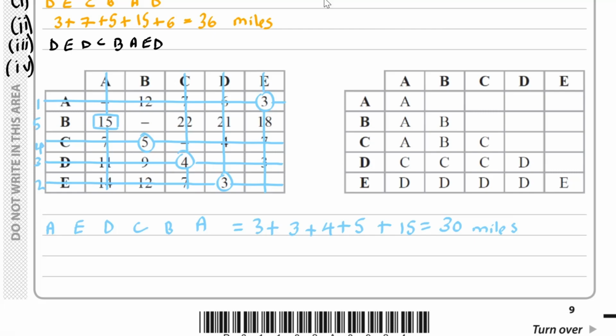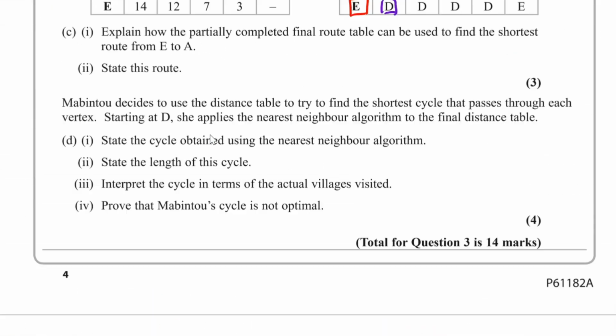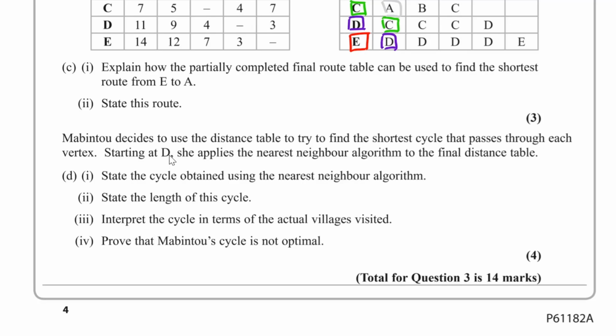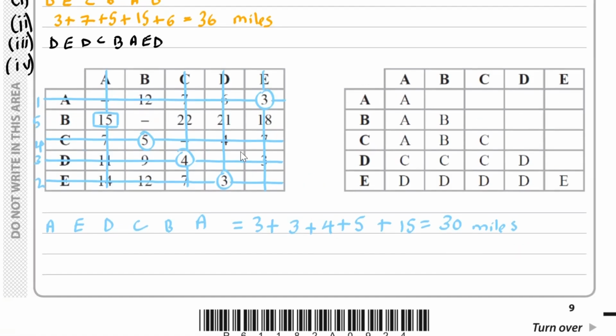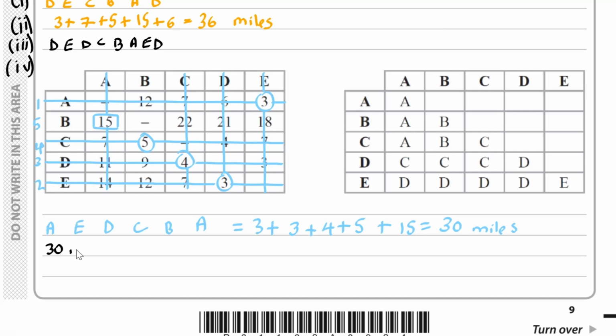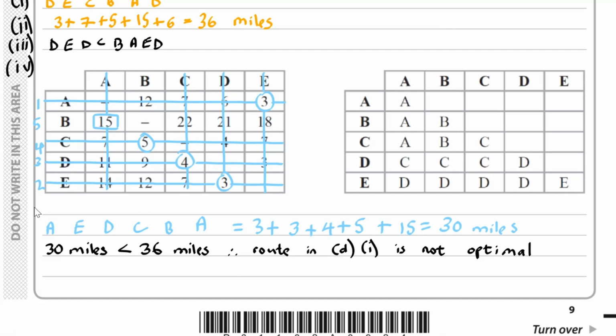Okay. Now, if you go back to the question somewhere, we were told that with his cycle he started at D, and we have to prove that that's not optimal. And the reason it's not optimal, with his we got 36. Now, this 30 miles is obviously less than the 36 miles. And therefore we can conclude that the route found in part D, I, is not optimal. Okay? And that's how we've shown it. We've just found a different example to show that.